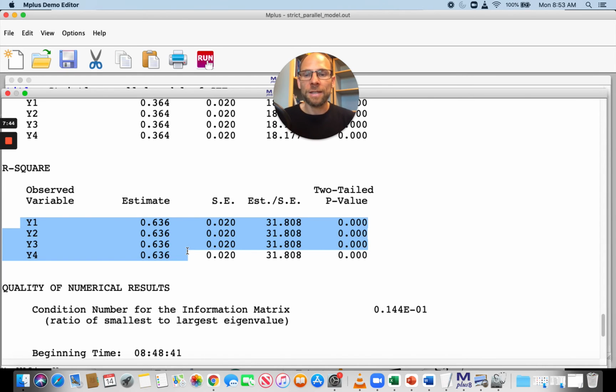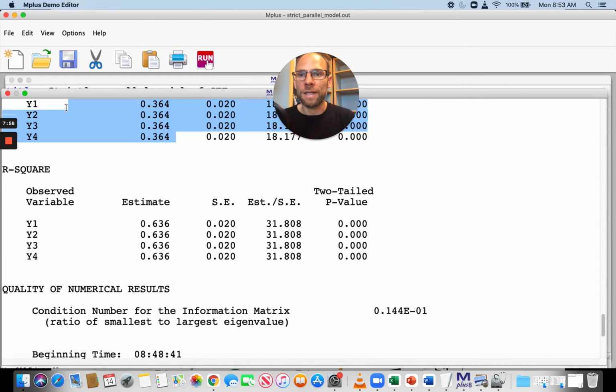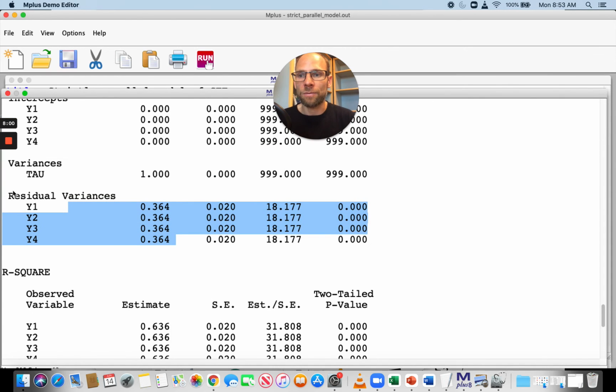So in this case, if the model fit the data, then we would conclude here that 63.6% of the observed test score variance is reliable variance or true score variance, whereas the remaining 36.4% that are given here under the standardized residual variances, that is the error variance component. So a little bit more than 1/3 of the variance is error variance in these measures, whereas about 2/3 of the variance represents true score variance.